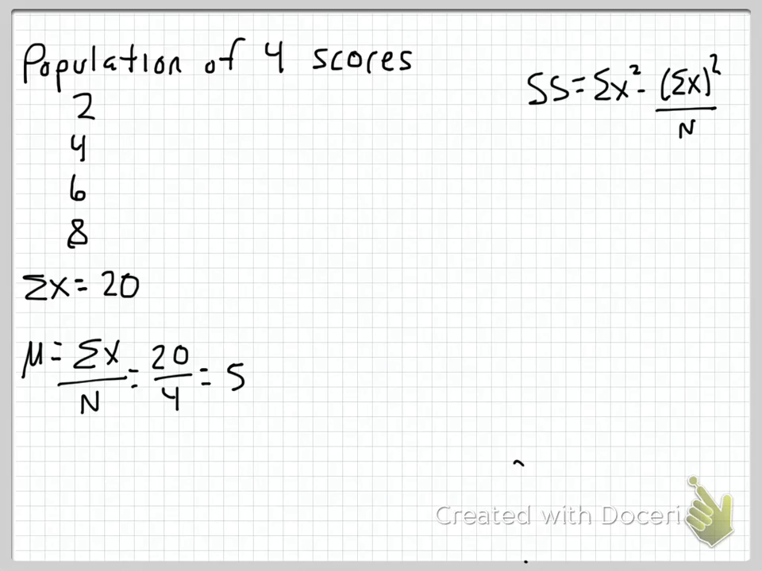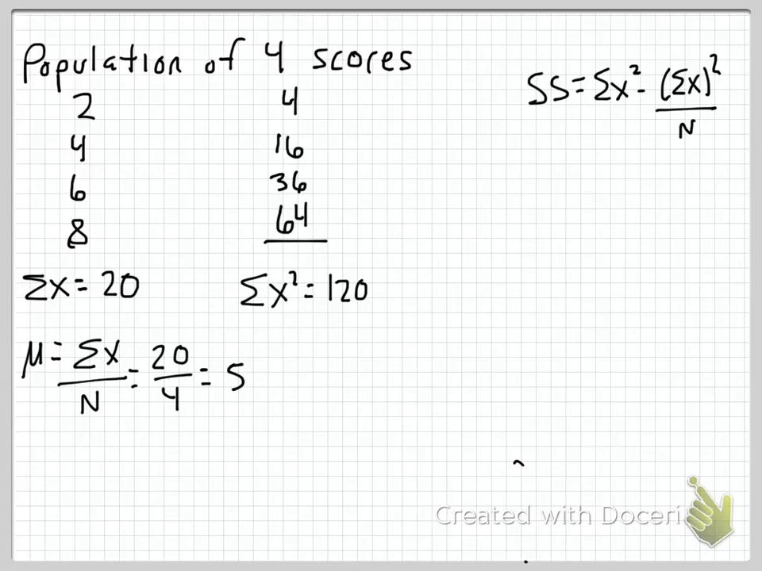So to get the sum of the x's squared, you're just going to square each score. So 4, 16, 36, and 64. And so these are the scores squared. And then if you sum up those scores, you get the sum of the x's squared, which is 120.